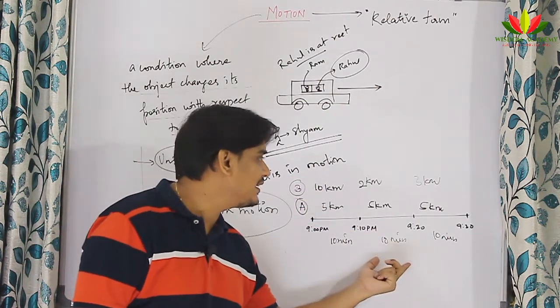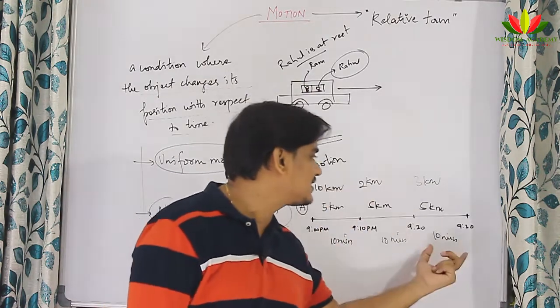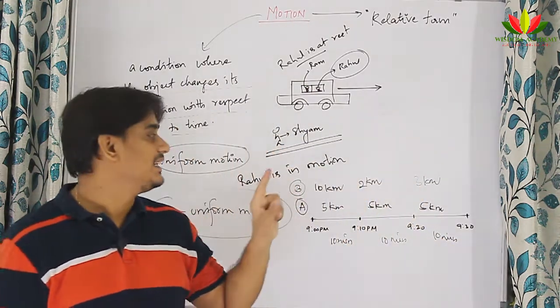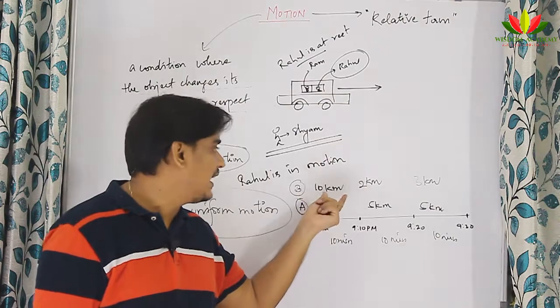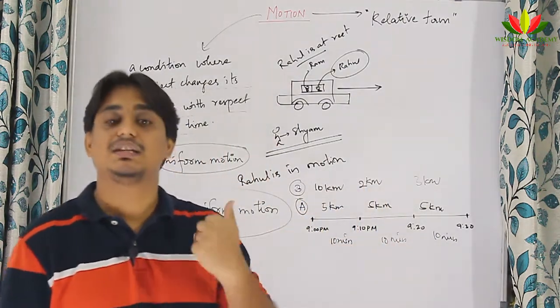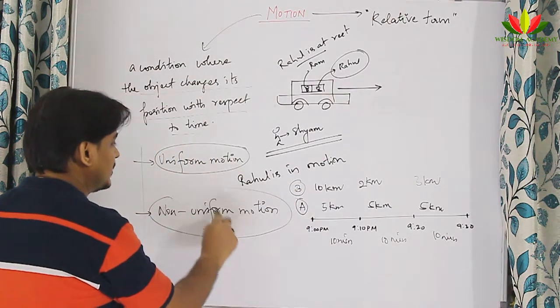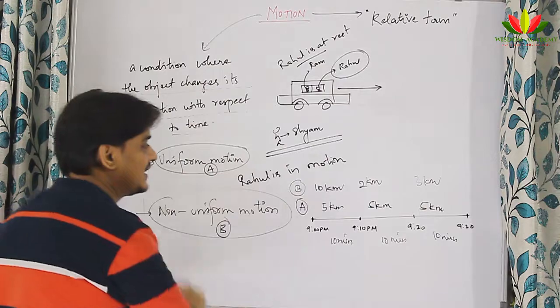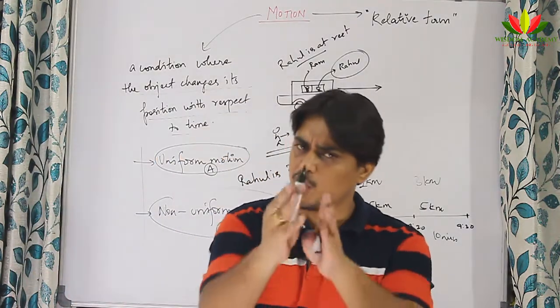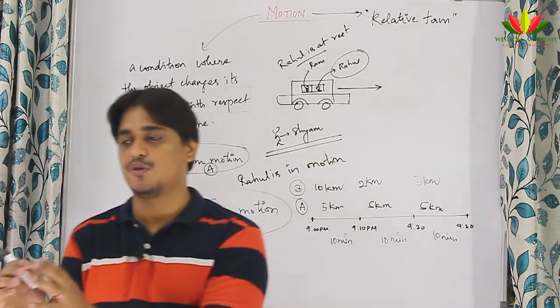In the second 10 minutes, it moved very slowly, only 2 kilometers, and in the third stretch it covered 3 kilometers. This object is covering unequal distances in equal intervals of time. This object B will be said to be in non-uniform motion, whereas object A was in a state of uniform motion. So I hope you understood the difference between uniform motion and non-uniform motion.